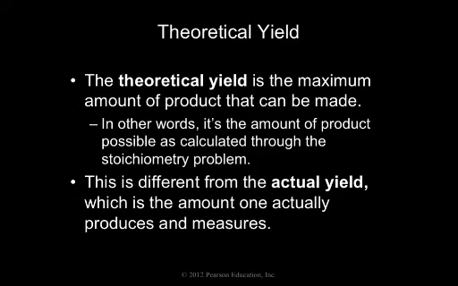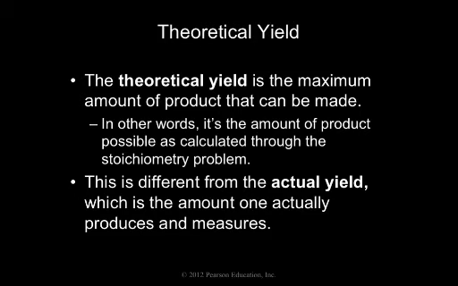Okay, the last thing we want to talk about here is percent yield and theoretical yield. So theoretical yield is the maximum amount of product that you can make when you have a chemical reaction. So it's the amount of product possible as calculated through stoichiometry. So when we're calculating those amounts of product formed, we're calculating the theoretical yield. So that is the maximum amount that you could make.